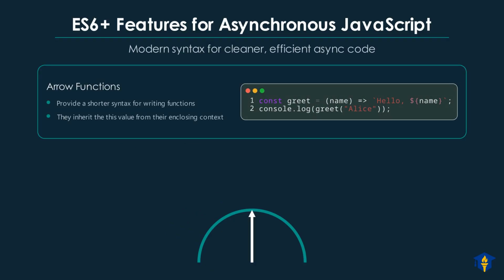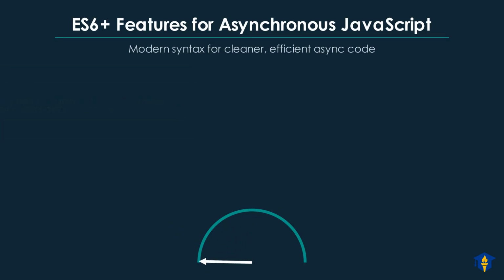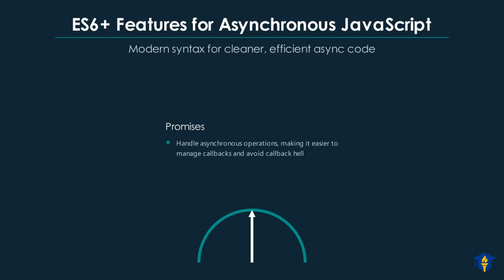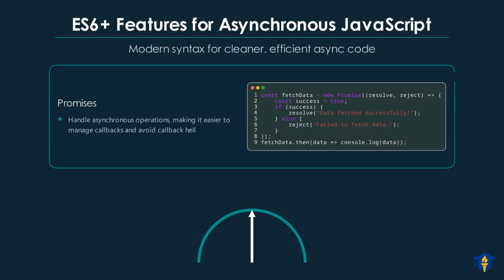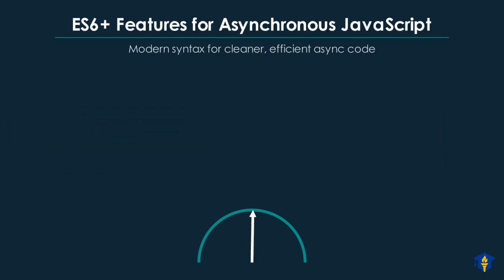Here is an example code snippet illustrating how to define and use a simple arrow function. Promises are crucial for handling asynchronous operations, helping to manage callbacks effectively. They make it easier to avoid what is known as callback hell, improving code readability. This code demonstrates creating a promise to simulate fetching data and handling its success or failure.